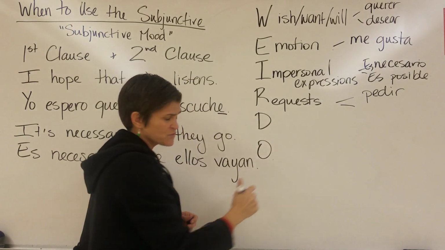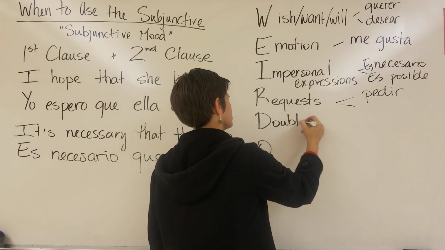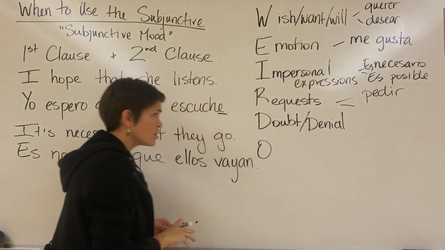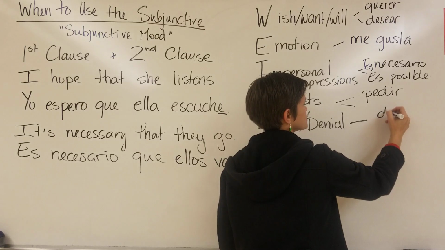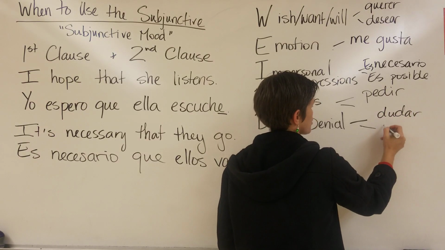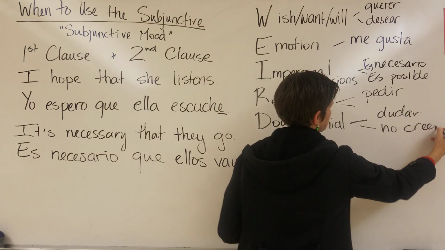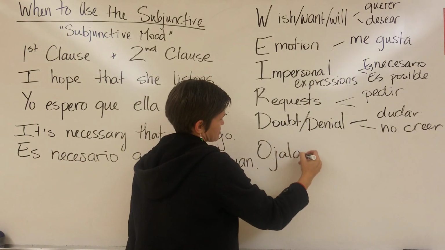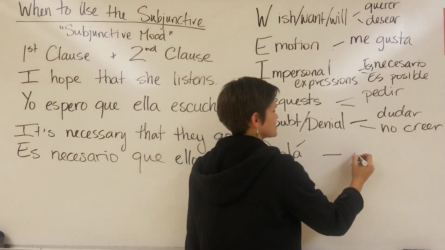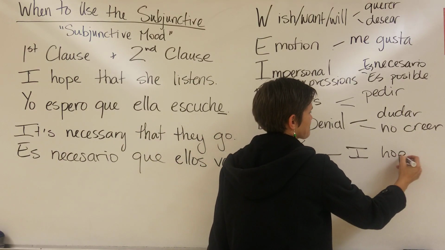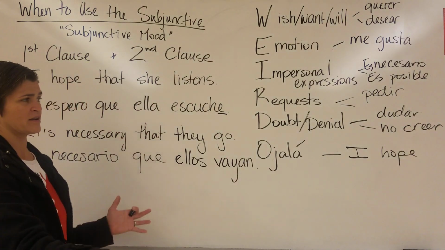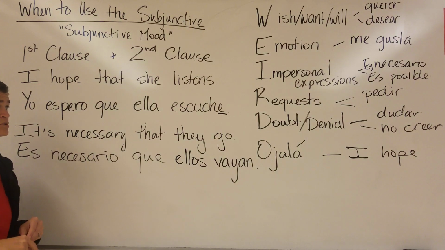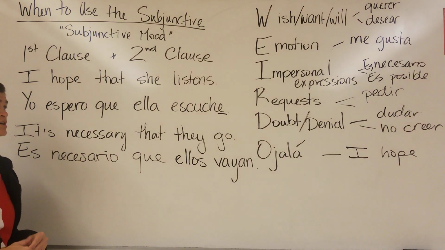The D is for doubt or denial. So if I doubt that something happened, you could use the verb dudar or no creer. And the last one is just for this word that they use, ojalá, which means I hope. And that'll be followed by whatever it is you hope to happen, que, and then the subjunctive mood. And in the next video, we'll talk about how to create those subjunctive conjugations.